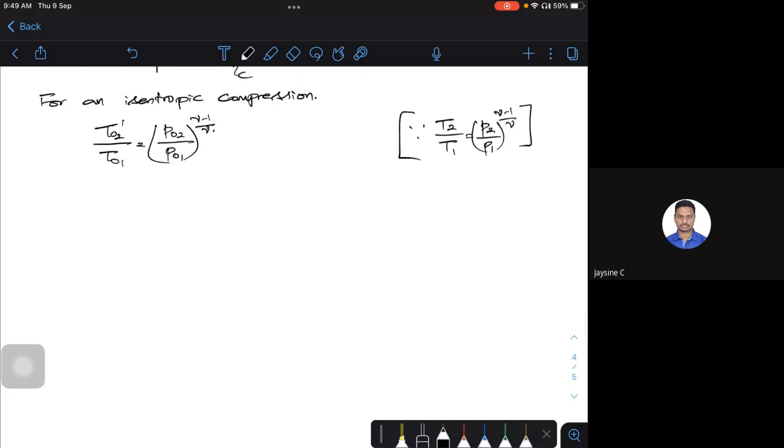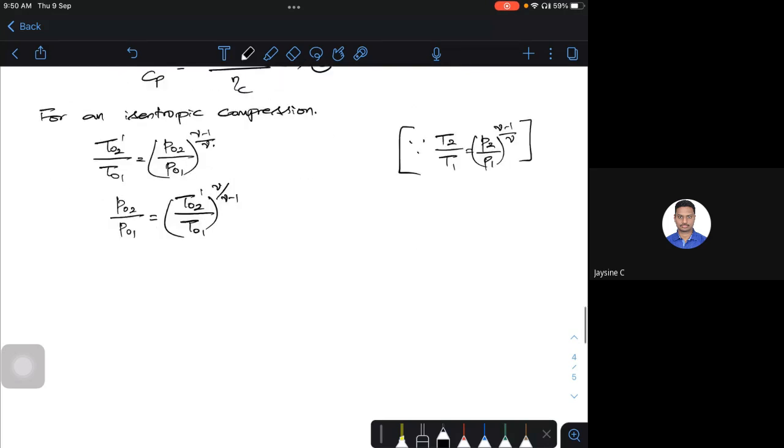So here a little bit I want in terms of pressure. Actually, I can write P02 by P01 is equal to T02 dash by T01 whole to the power of gamma by gamma minus 1. So I'm going to call this equation number 7.